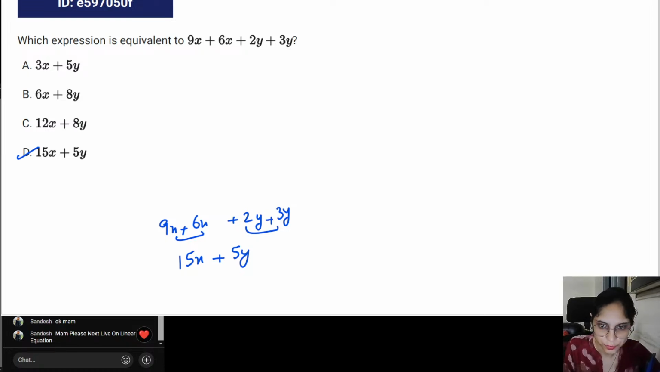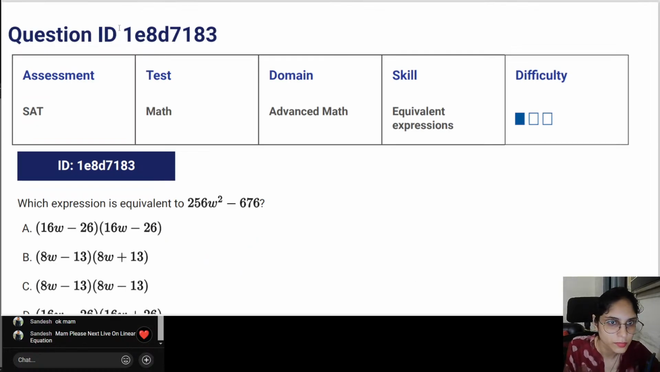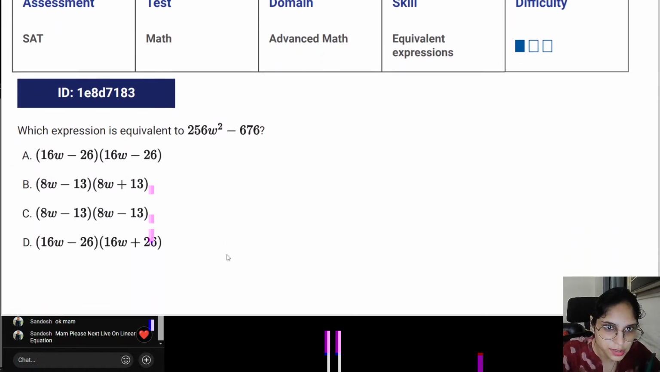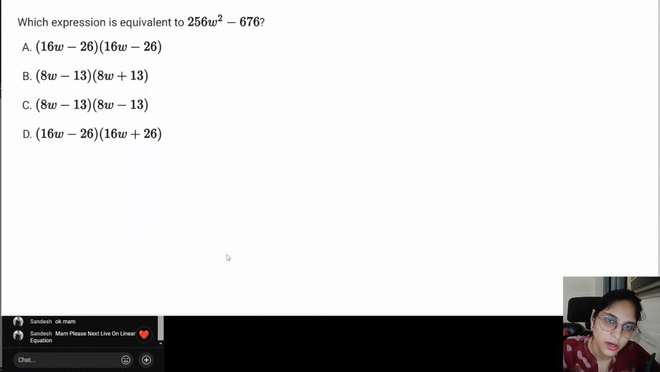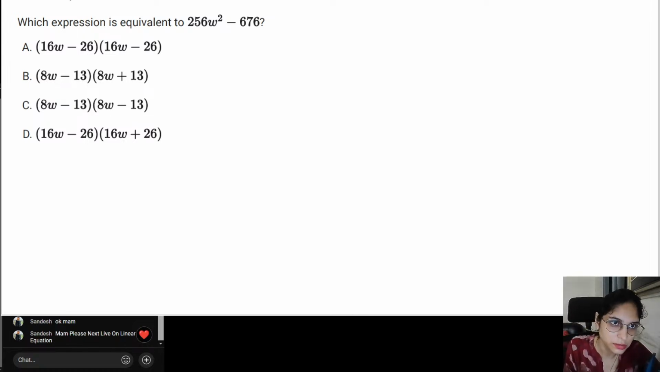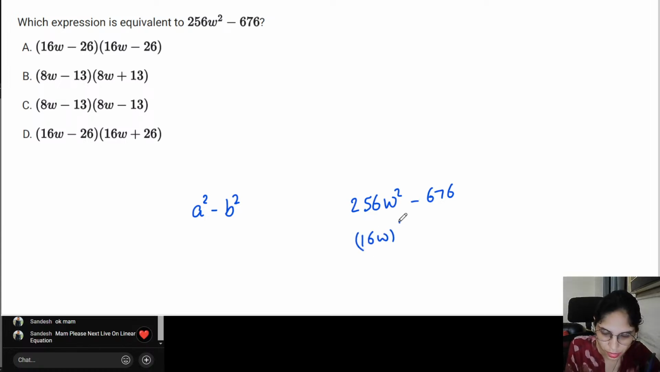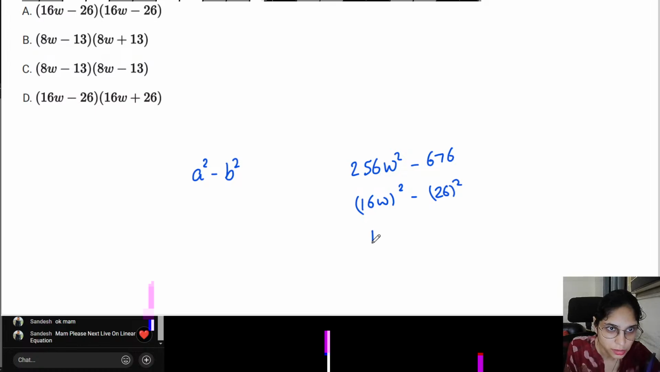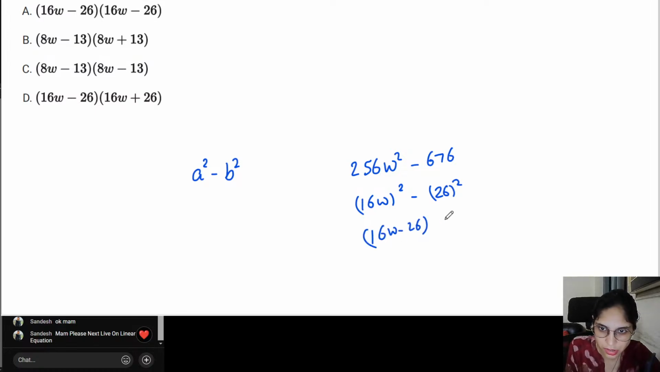72. In 72, this is 256w squared minus 676. Okay, so you can see there are two terms and there is a square. So it can be written in terms of a squared minus b squared. So you just need to find what is your a, what is your b. So I know this is 16w squared and this is 26 squared. So the answer is going to be 16w minus 26 times 16w plus 26.